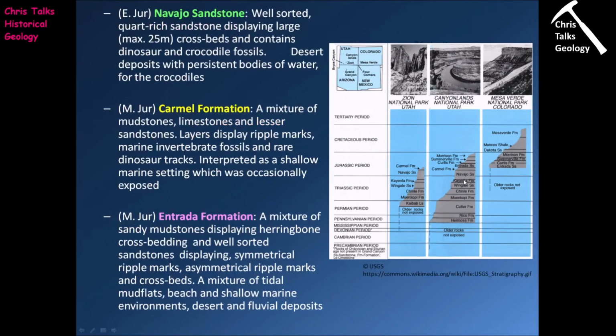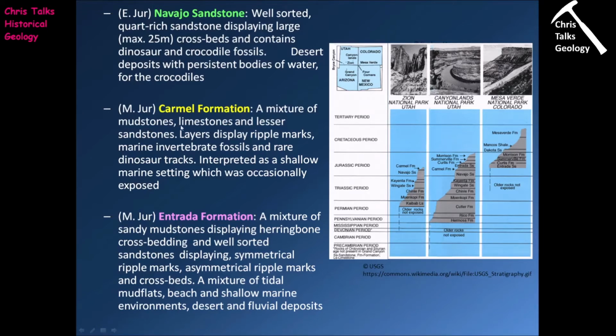So after the Kayenta Formation comes the Navajo Sandstone. This is a well-sorted quartz-rich sandstone, displays very large crossbeds which suggest big dunes, and it contains dinosaur and crocodile fossils. So it's a desert deposit, and the fact that we do have the crocodile fossils tells us once again we do have persistent bodies of water in the environment, though, because crocodiles do obviously like to live in water, so their presence in the area tells us there must have been persistent lakes or persistent rivers in which they could live.